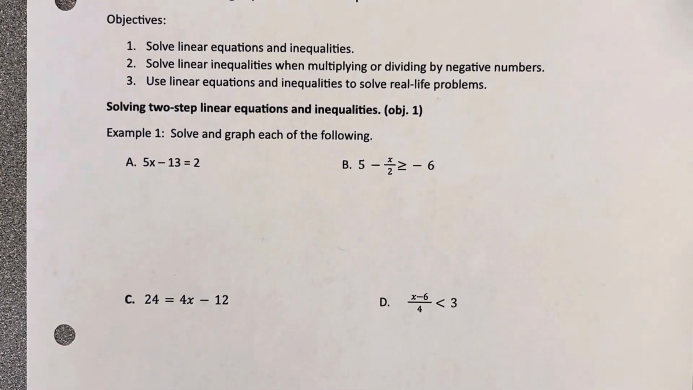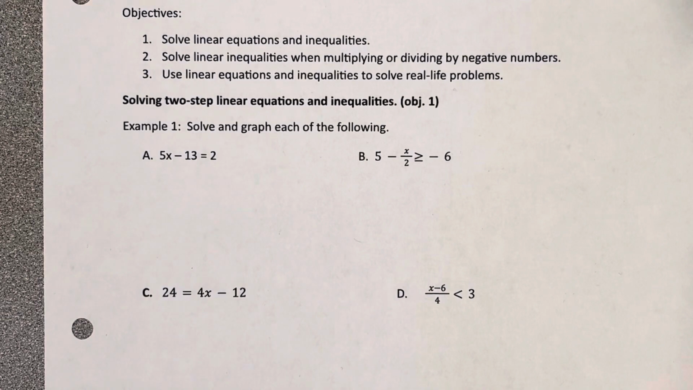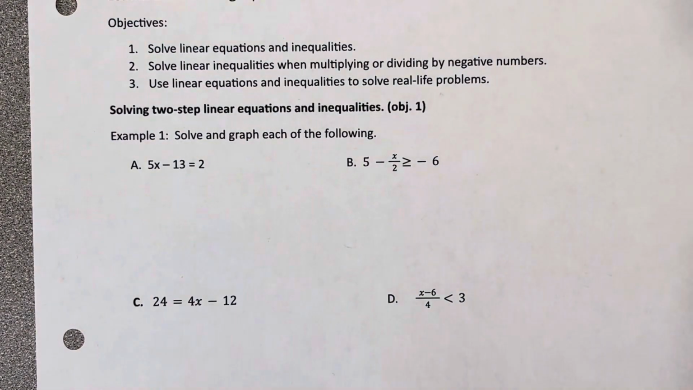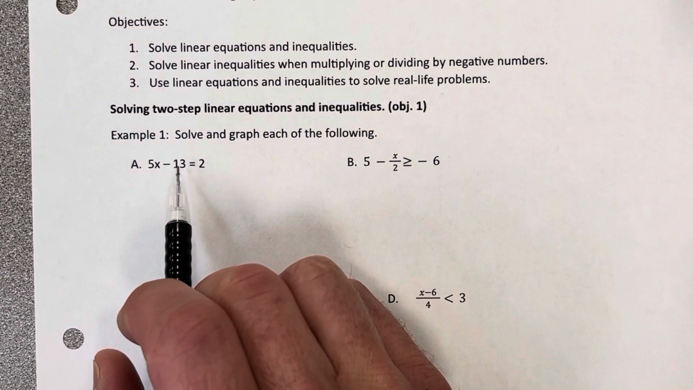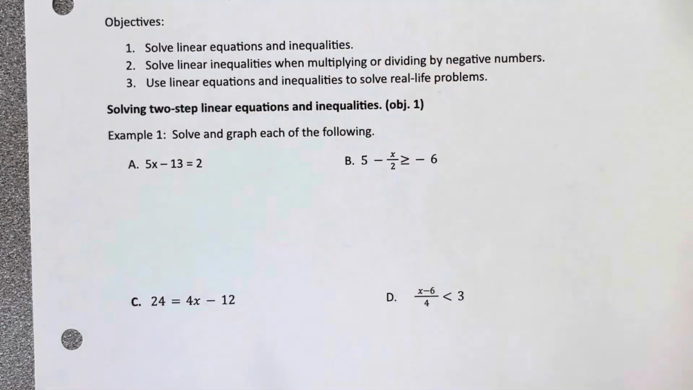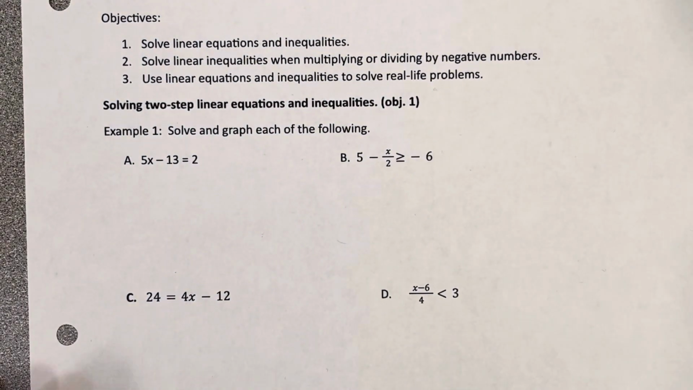Solve and graph each of the following. So we've got an equation here. And the reason I say they're two-step equations is because to get x by itself, we're going to have to undo two things. We're going to have to undo this 5. We're going to have to undo this minus 13. So what a lot of teachers say is that when we solve, we will do kind of the reverse of order of operations.